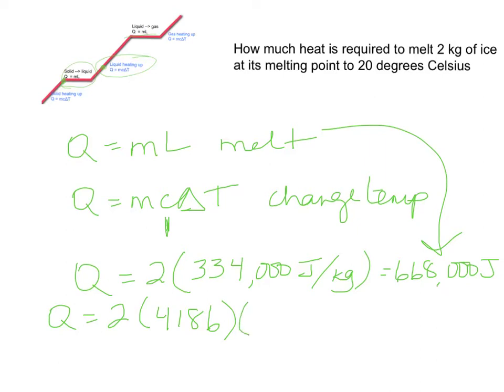Times the change in temperature. Okay, so what temperature did it start at? It was at its melting point, so it was at 0 degrees, and then it went to 20 degrees. So its change in temperature was 20 degrees Celsius. So when we multiply these together, we get 167,440 joules.